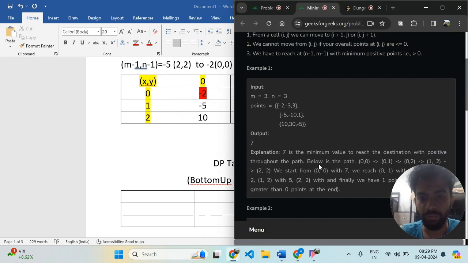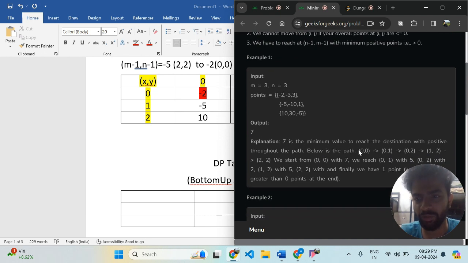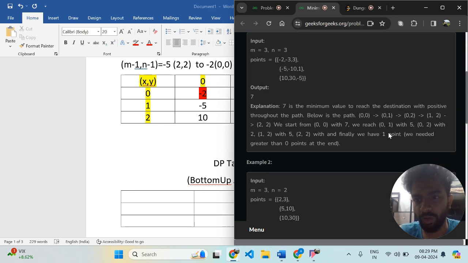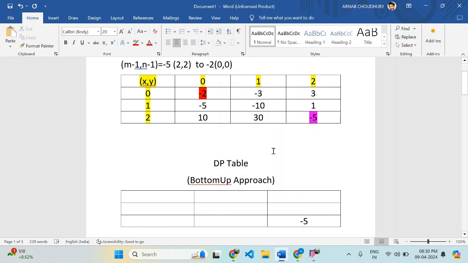It says that 7 is the minimum value to reach the destination with positive points throughout the path, for the matrix which I have taken over here. Below is the path: 0,0, 0,1, 0,2, 1,2, 2,2, and so on. Finally we have 1 point, which is greater than 0. Basically you will not understand if I only tell you the explanation of this particular problem in the first place. So we have to make a DP table in order to understand this.